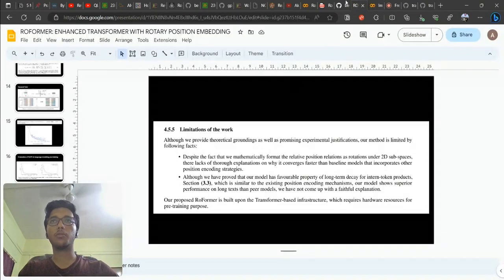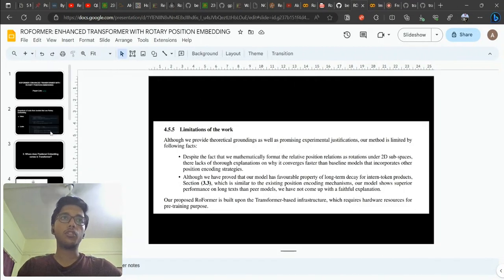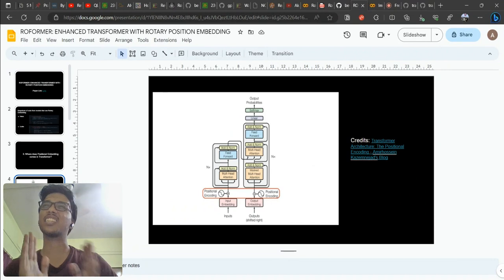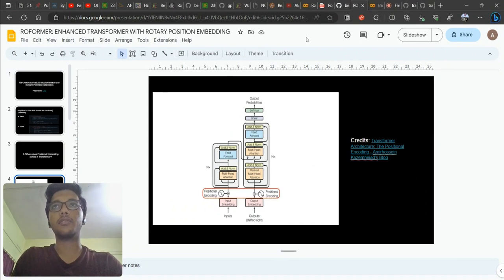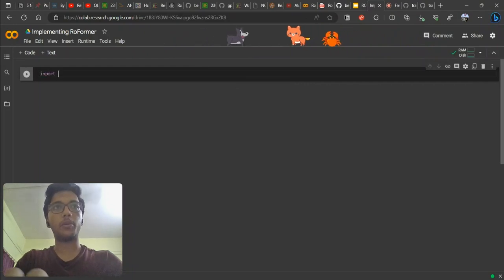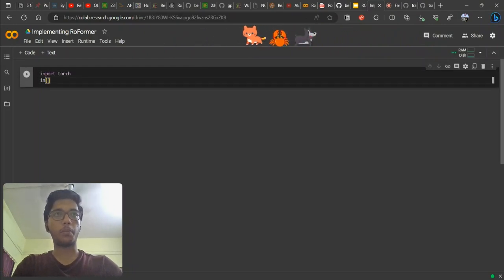My basic assumption is that we are working on this position embedding part. We would be getting a tensor of shape batch, sequence, hidden feature, and then we would apply the position encoding. The attention part would be a simple attention which we can cover in some other video. So let's start.